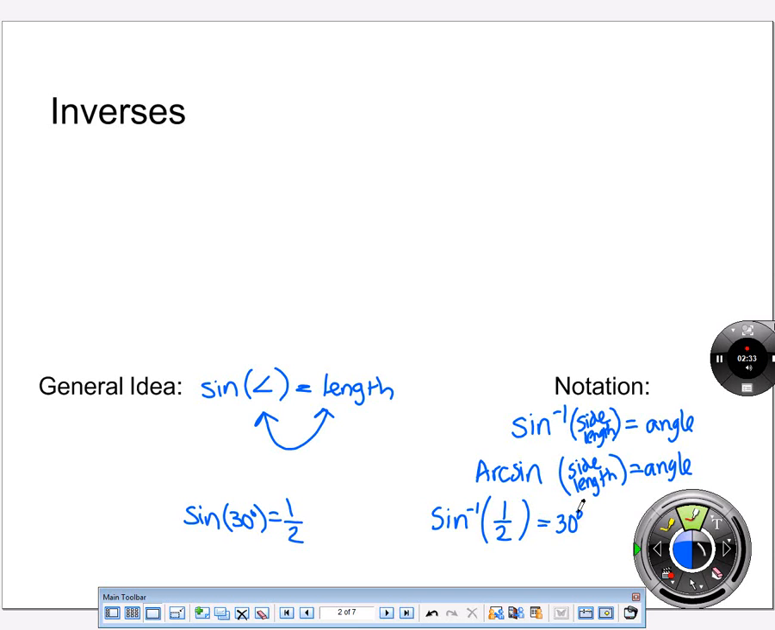So anytime the last thing you do in a question is an inverse, your answer should be an angle measurement. Anytime the last thing you do is just a regular sine, cosine, or tangent, your answer should be a length, a side length. Okay? Is this all right with everybody for the general idea of what they're doing?